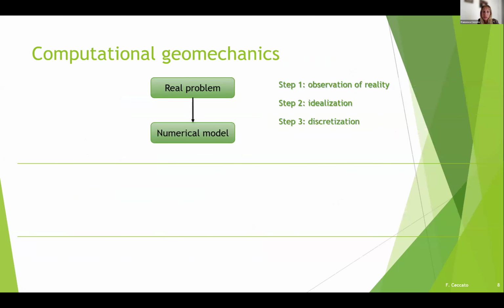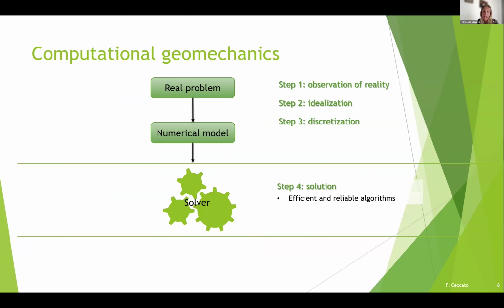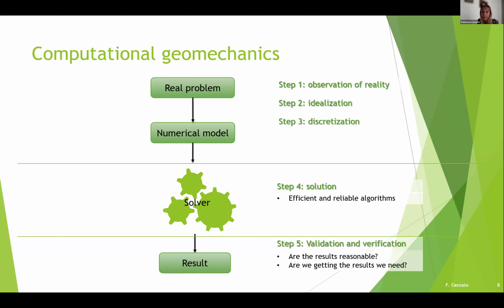Okay, so once we have built our numerical model with these three steps, we need to solve it. And here we need an efficient and reliable algorithm. So here it opens a big question of reliability and accuracy of the method. Thanks to this step, we will finally get our result. But work is not finished because we need to validate or verify the result. So we need to ask ourselves, are the results reasonable? Are we getting the result that we need?